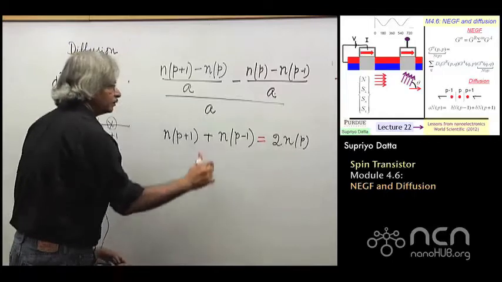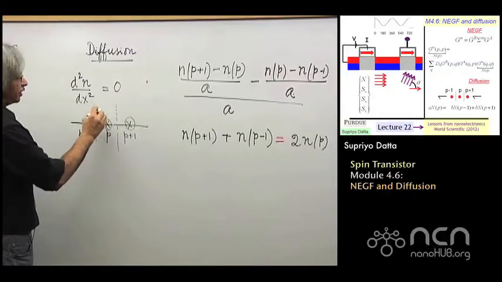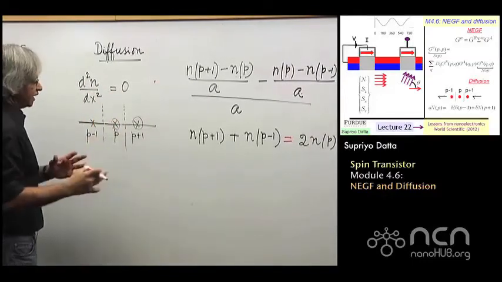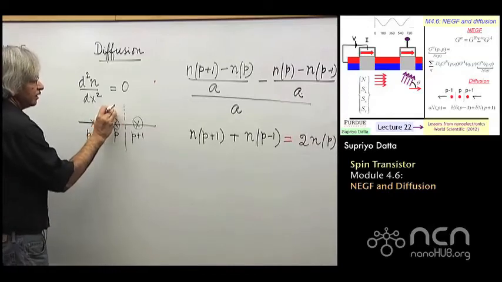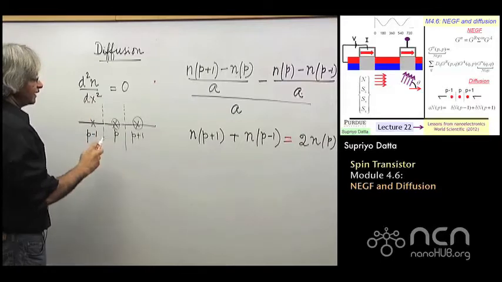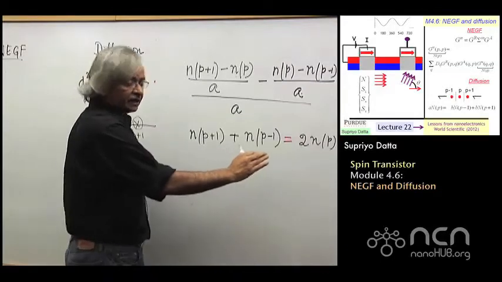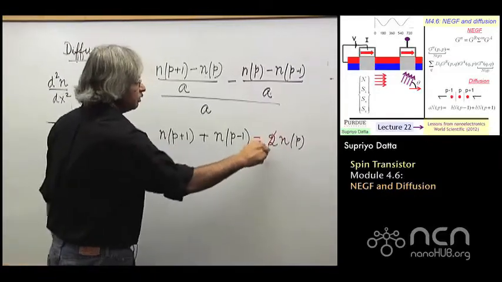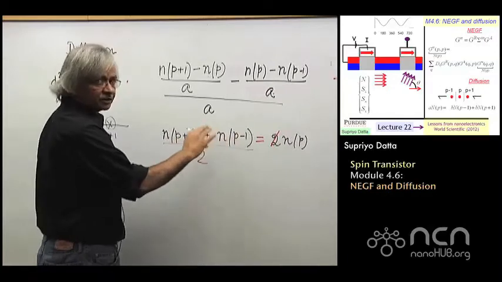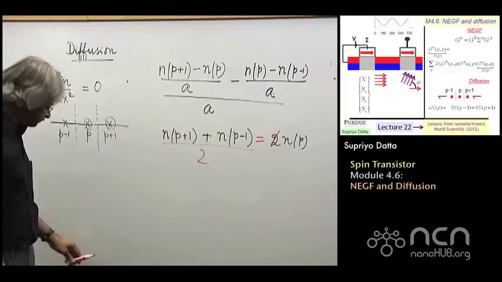Now, another way to justify this is by saying that you have these electrons which are jumping around. In a certain length of time, half the electrons here jump to the right, and another half jump to the left. So if I stand here and look at what the electron density in unit P is, it will be like half of what it was in P plus 1 and half of what it was in P minus 1. So from that point of view also, you could come to an equation like this.